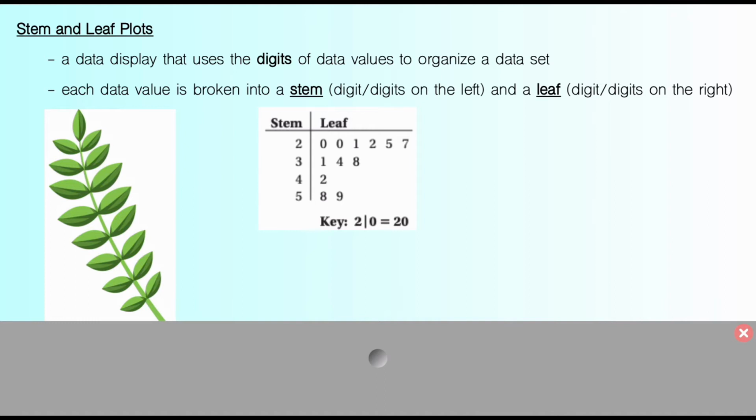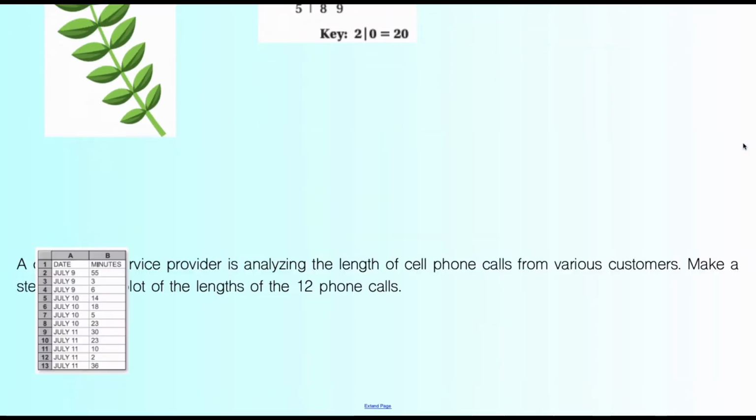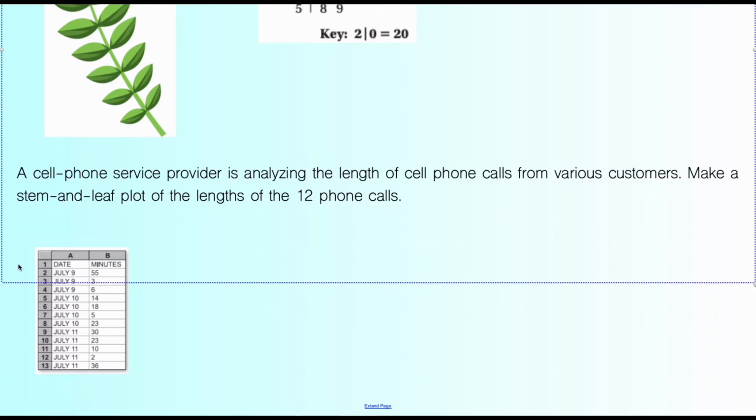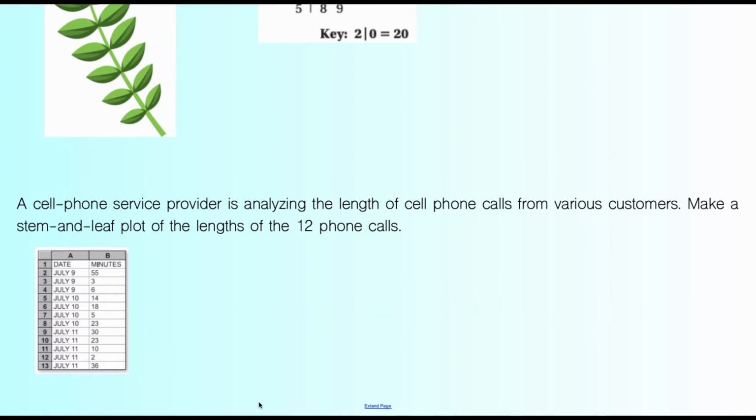And the leaf, which is the digit or digits, if it was a 3 or 4-digit number, that are on the right. So that's what a stem and leaf plot is, but I think it's kind of confusing unless you actually just use an example. So that's what I'm going to do. I'm going to use this example here to create a stem and leaf plot with you, and hopefully that'll help clarify things a little bit.